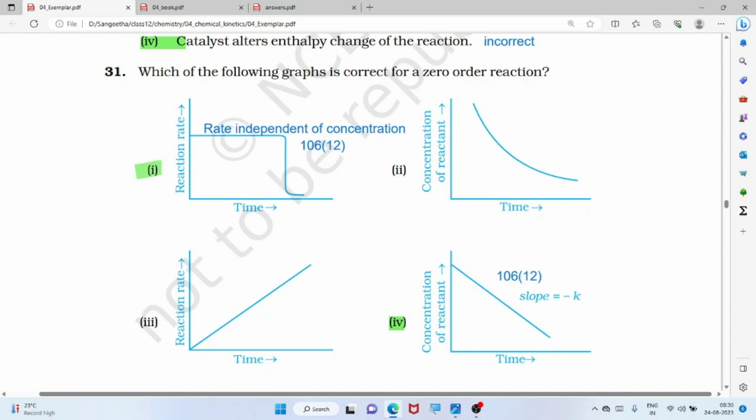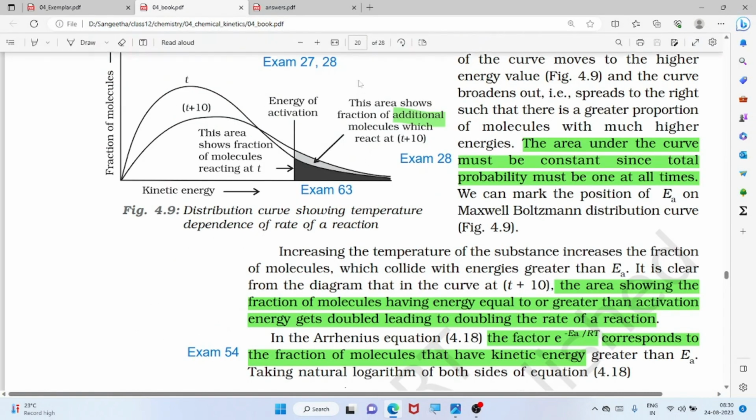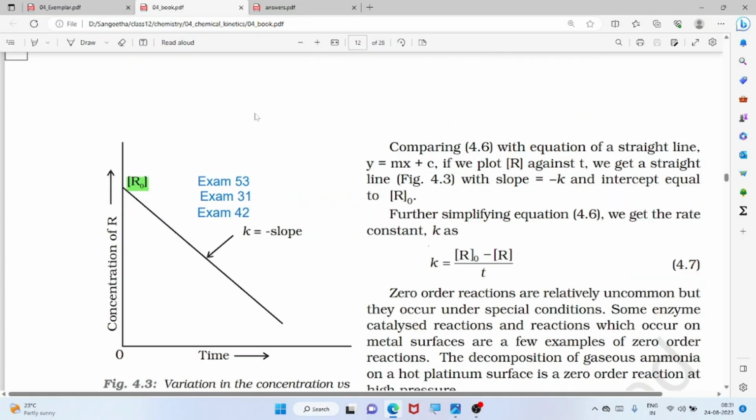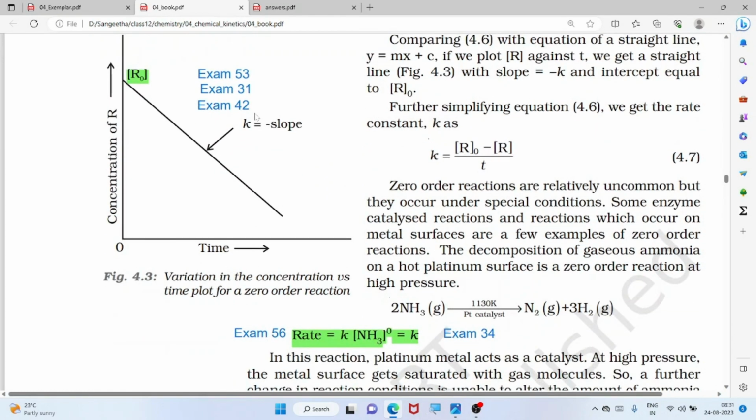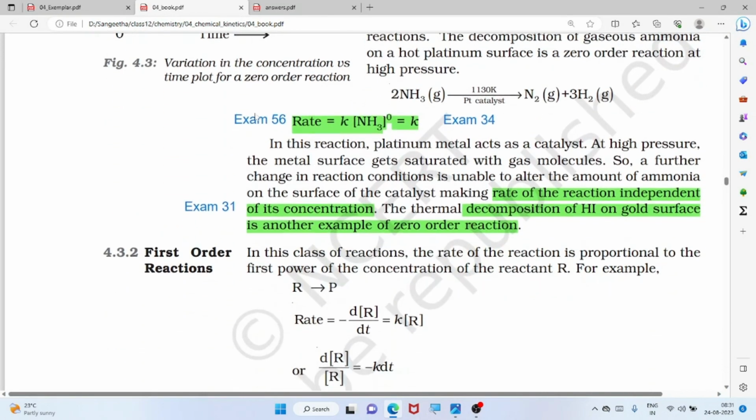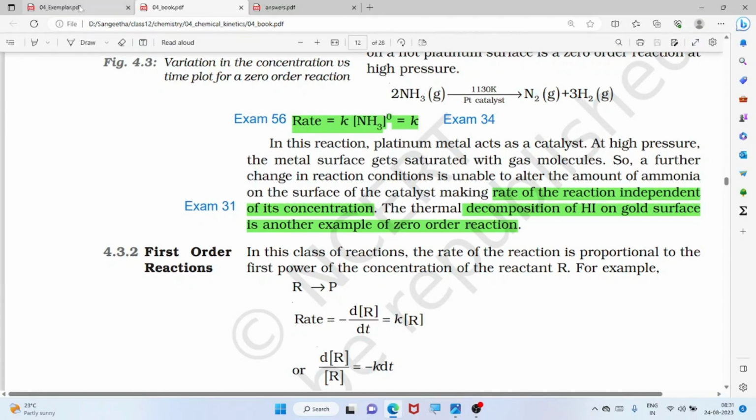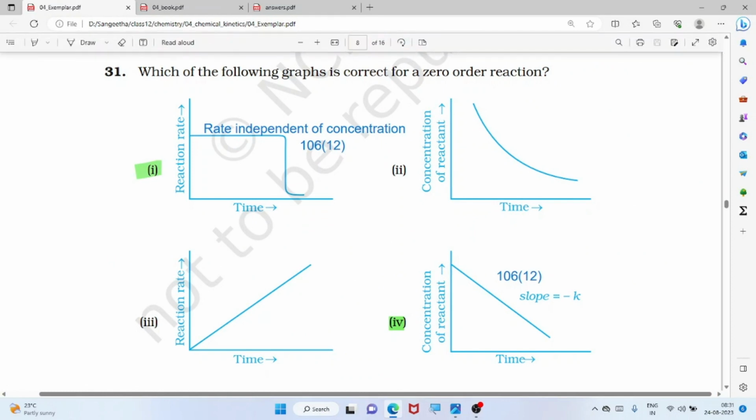Which of the following graphs are correct for the zero order reaction? For the zero order reaction, rate is independent of the concentration. See here, this is independent of the concentration. The concentration power is 0, that means 1. For any concentration it will be 1 only. The rate equals K, that is independent of the concentration. Zero order reaction, so that is why it is constant.